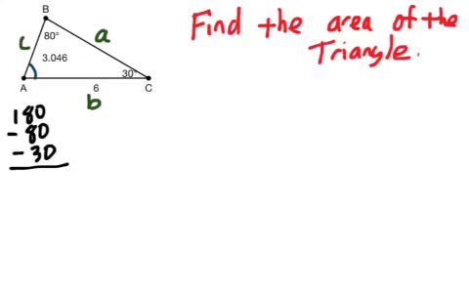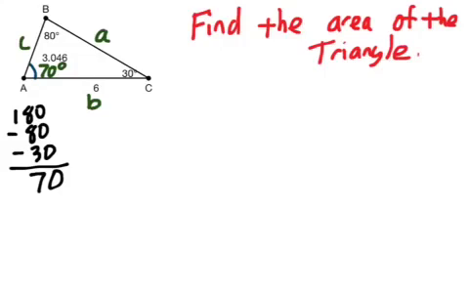And so I'm going to take 180, subtract 80, subtract 30, and that gives me 70. So that means that last angle had to be 70 degrees. Now that I know two sides and the included angle, I can go right into our sine area formula.